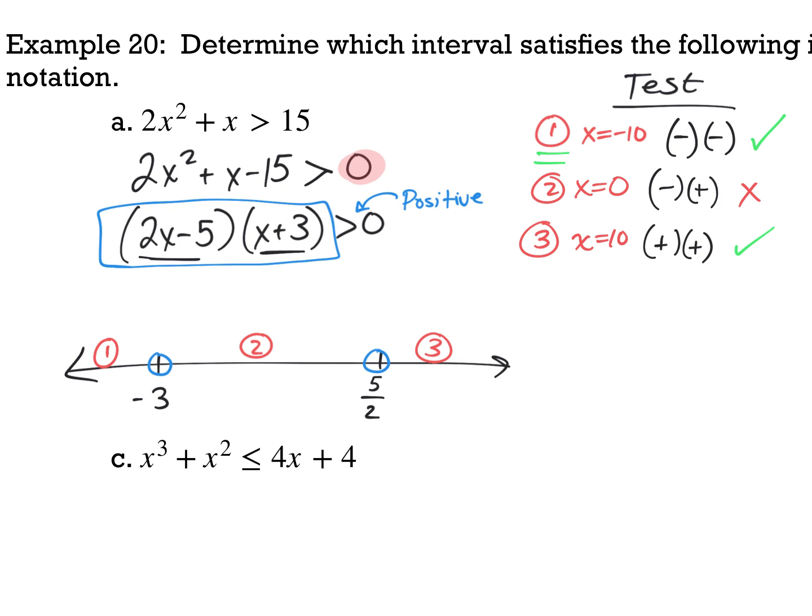So all of this work we've done so far, all we have to do is answer the problem. So where does x make this inequality true? Well, at 2 different intervals, interval 1 and interval 3. Interval 1 goes from -infinity to -3. And interval 3 goes from 5/2 to infinity. So basically, this graph looks something like that.